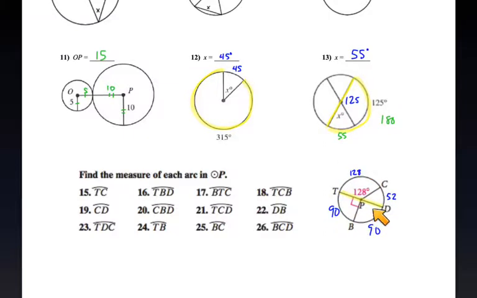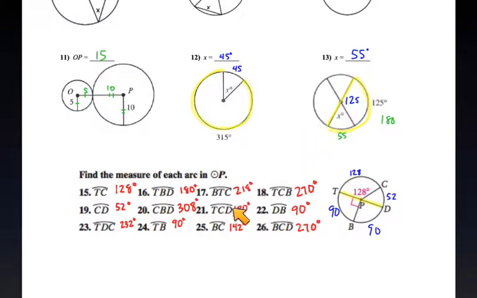Now that I have all of those things there, they can ask me all the questions they want. We just got to put the pieces together. So for example, arc CBD, it starts at C, it travels through B, and ends at D. So that's 120 plus 90 plus 90 is arc CBD. Or it's 360 minus 52. But you can put all those things together however you want.